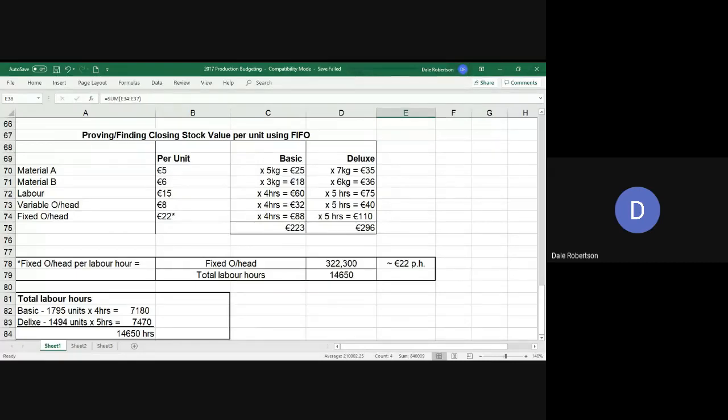2017 production budgeting, part D. This is a tricky enough part D of this question because they do not, in the question, give you the closing stock value. It says instead in brackets, you are required to calculate the unit cost of budgeted closing stock of both products. That is a separate technique in itself.